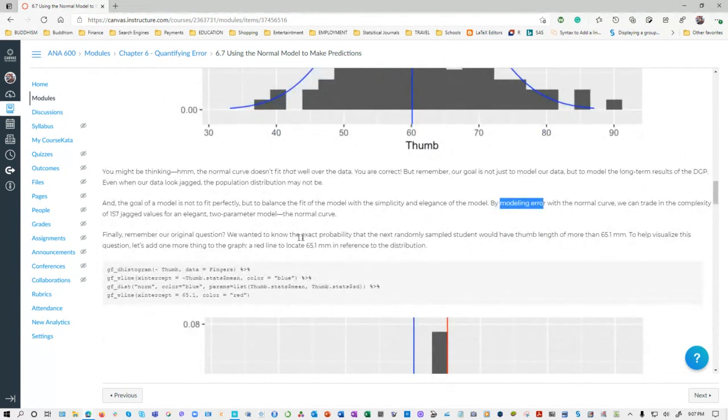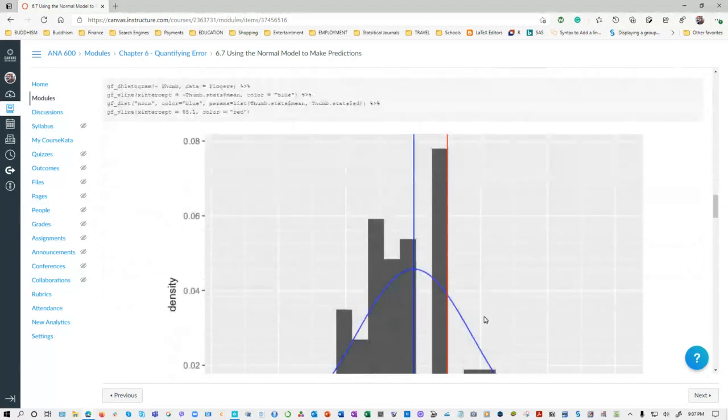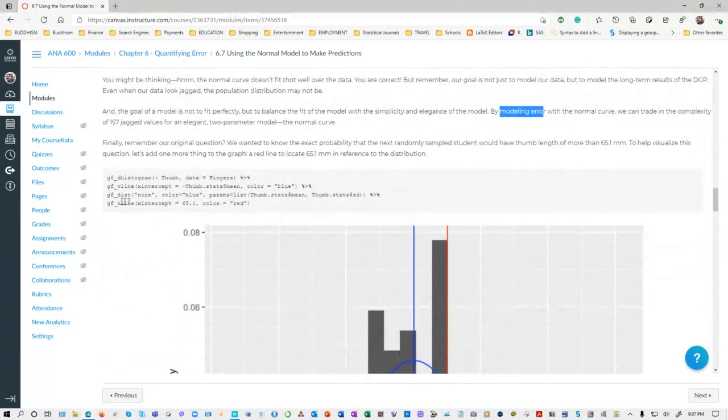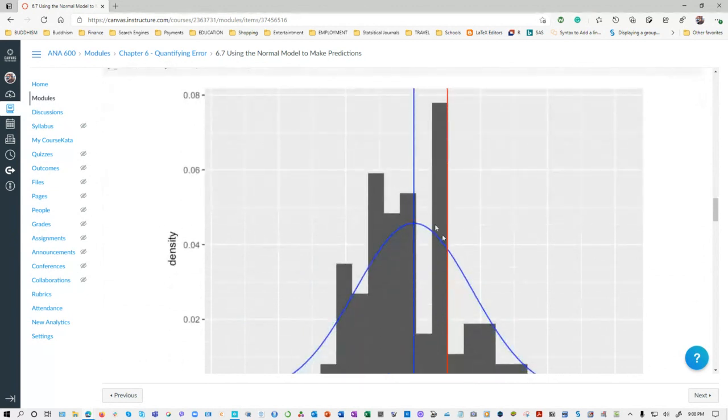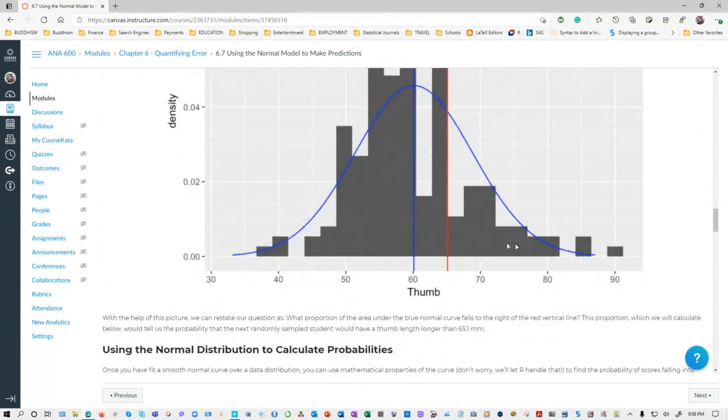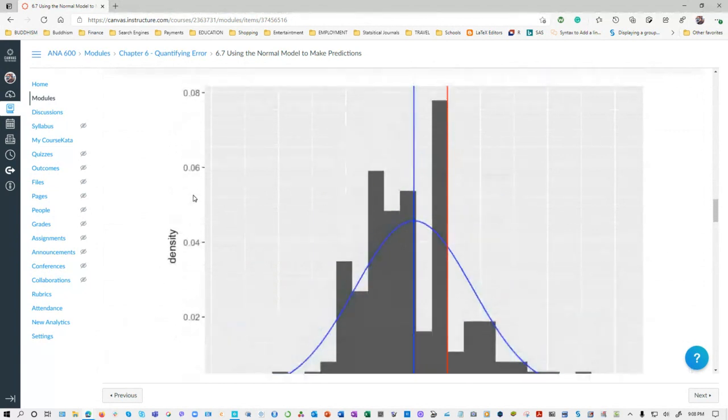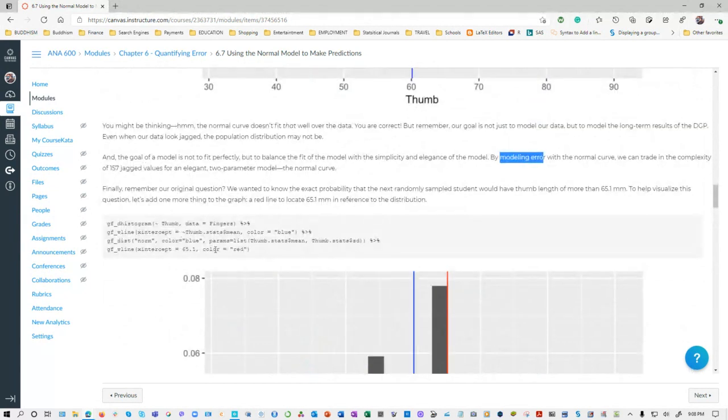Finally, remember our original question. We want to know the exact probability that the next randomly sampled student would have a thumb length more than the mean. To help visualize this question, let's add one more thing to that graph, a red line to locate 65.1. So this is the histogram, with a vertical line at the mean in blue. Then you have the smooth curve, and you can see how many data points are going to be more than 65.1, or the probability of more than that.